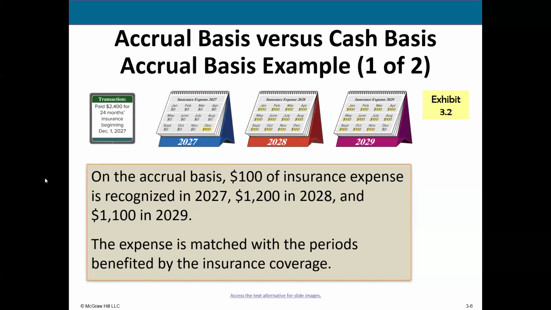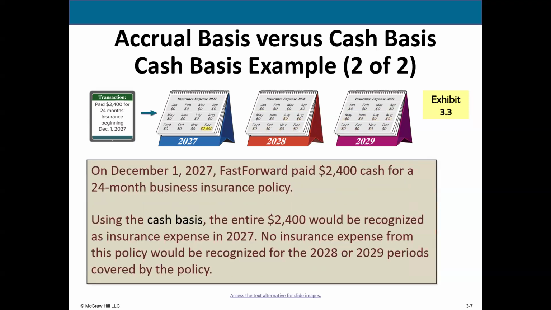Excellent. So that's the accrual-based accounting system. The cash-based accounting system, on the other hand, recognizes revenue and expenses when cash is either received or paid. So since I paid December 1, 2027, if I'm using the cash-based system, I would debit insurance expense December 1, 2027 and credit cash. Now, what that does is that it puts all of the insurance expense in the month of December 2027.